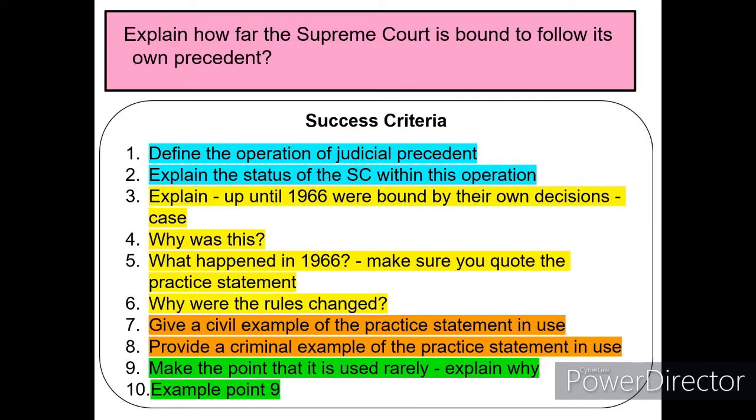Try writing a 10-mark question. Explain how far the Supreme Court is bound to follow its own precedent. As you can see, I've divided your answer into 4 clear paragraphs. Try doing this answer to time.